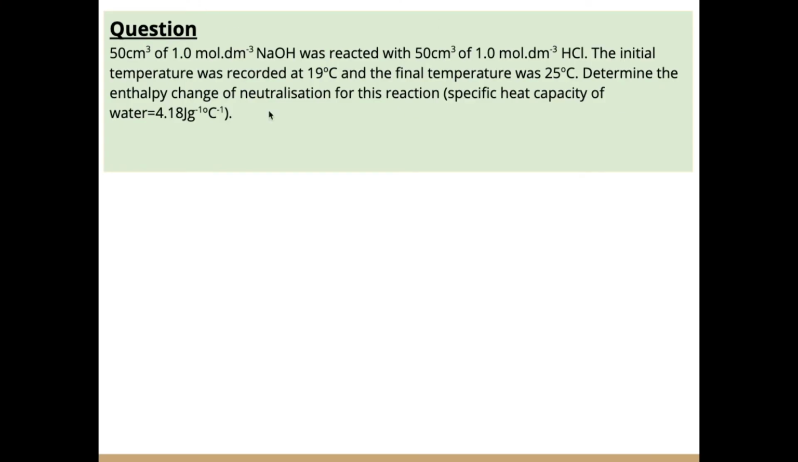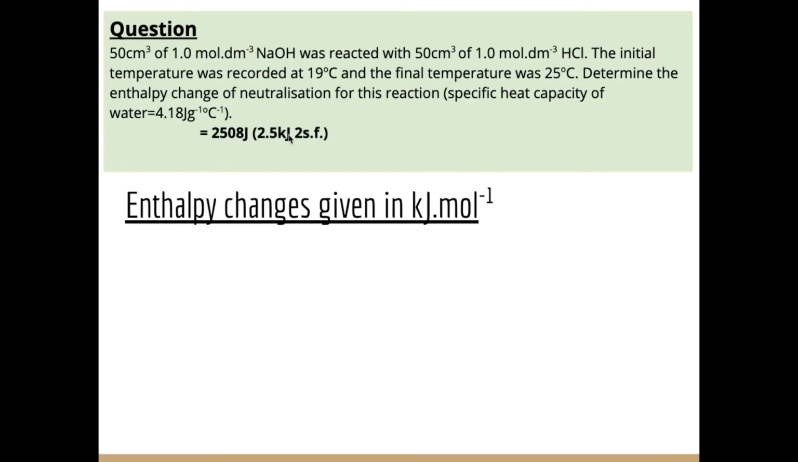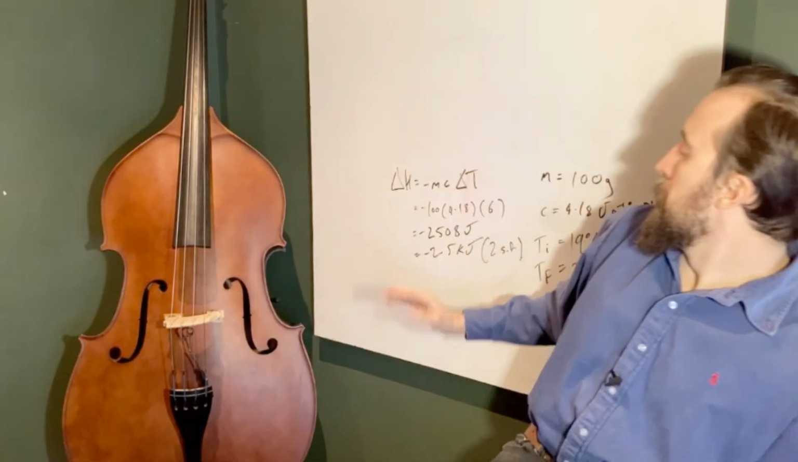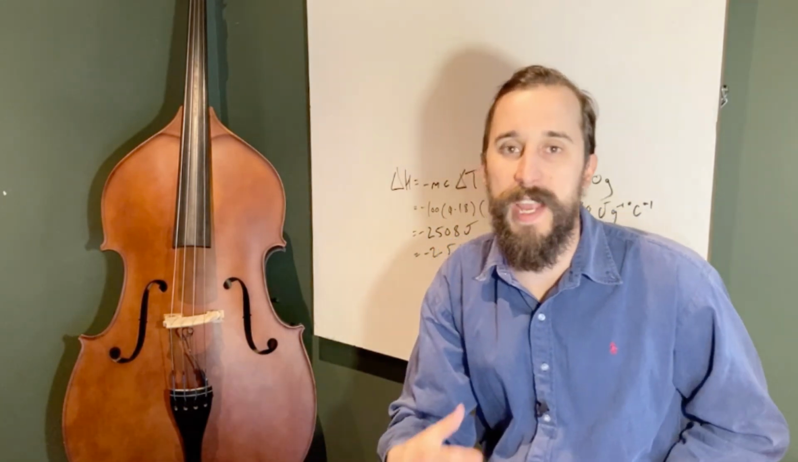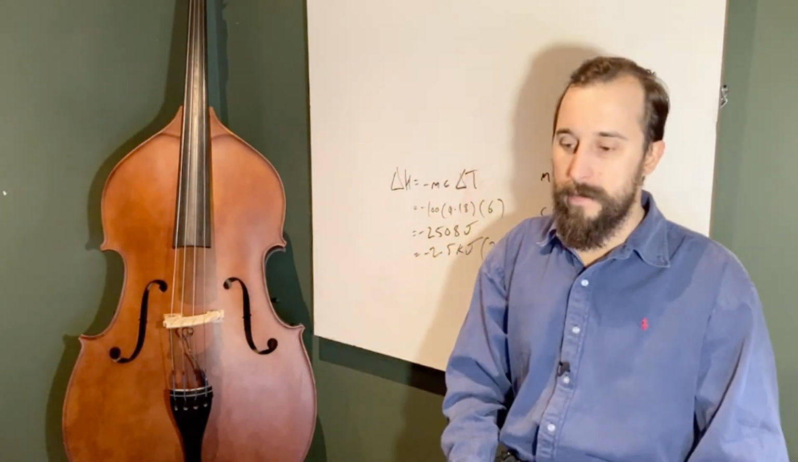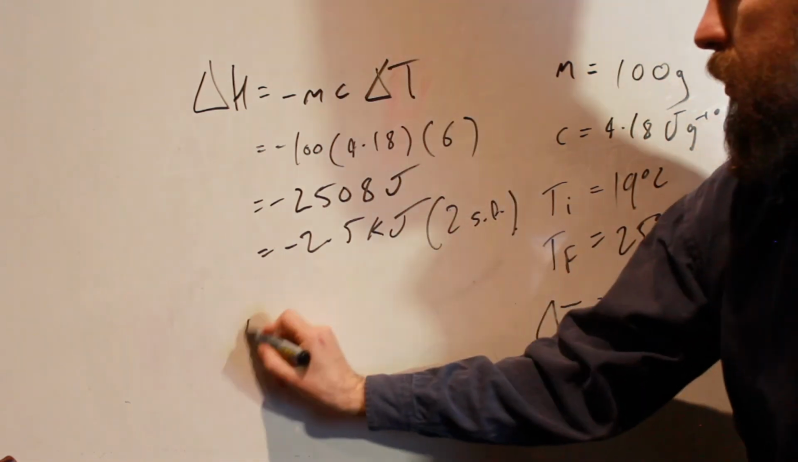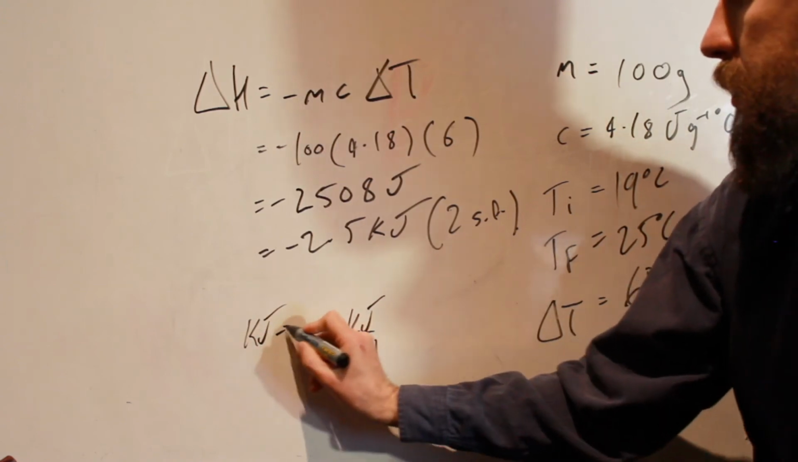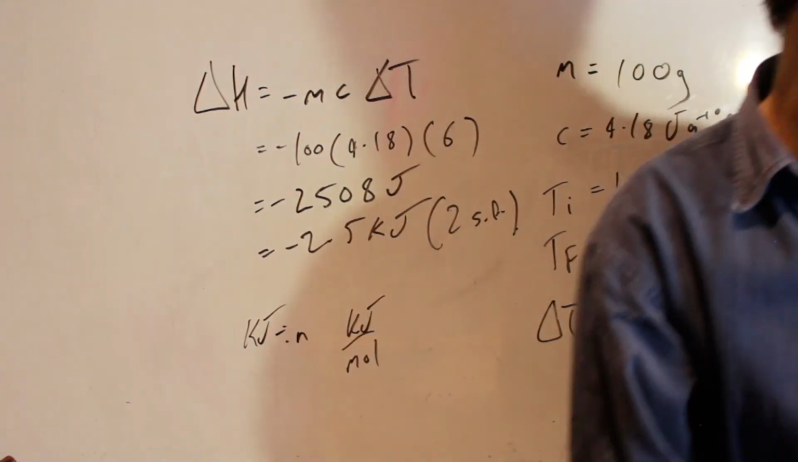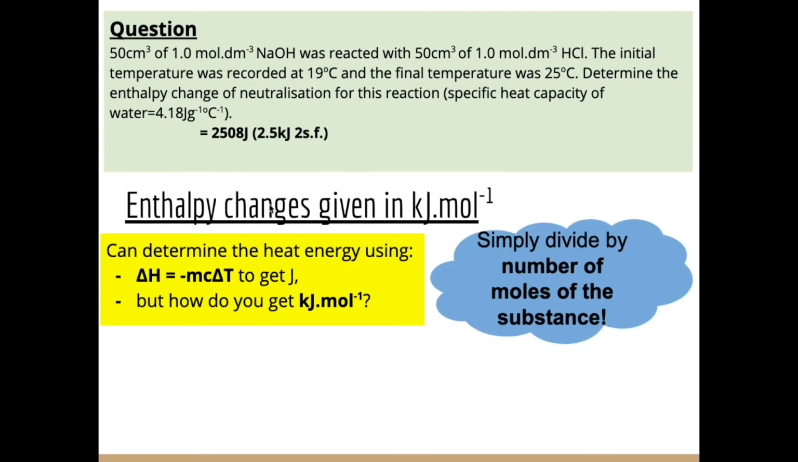All right, let's have a look what we got here. Cool. But problem, enthalpy changes are given in kilojoules per mole. At the moment, I've just got the heat that's given off from the reaction. I've got to work out how much heat is given off per mole. So if I've got the amount of kilojoules and I want to get to kilojoules per mole, I've got to divide this by the number of moles. So that's all you're going to do. Simply divide by the number of moles of the substance.